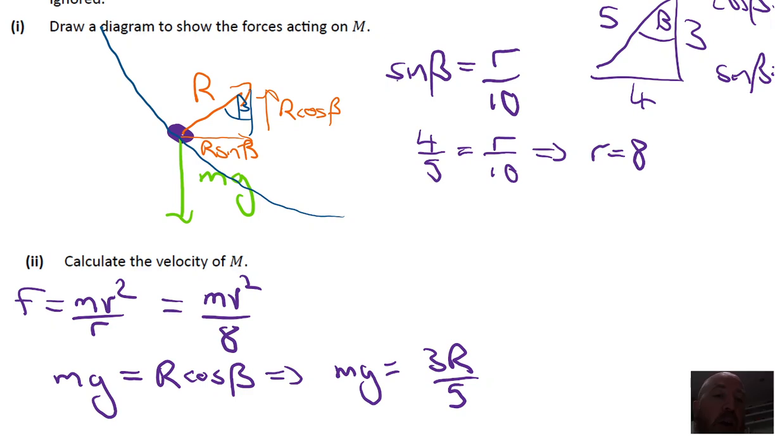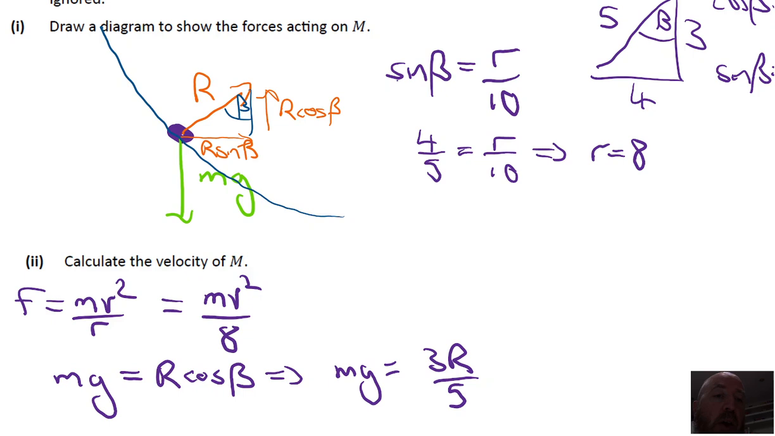The other thing we know is that the R sine beta is the only thing that is happening horizontally to m. So that is the only force moving horizontally, which means that is exactly our F equals mv squared over r. That is the exact force, or that exact amount is what's causing the circular motion to happen. So what we write down now is mv squared over r is equal to R sine beta.